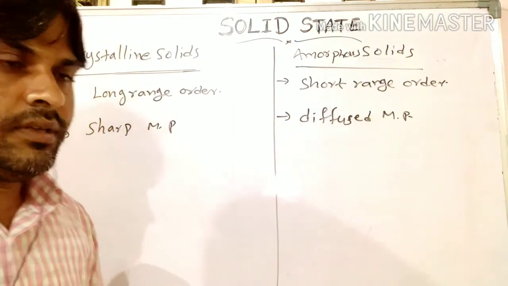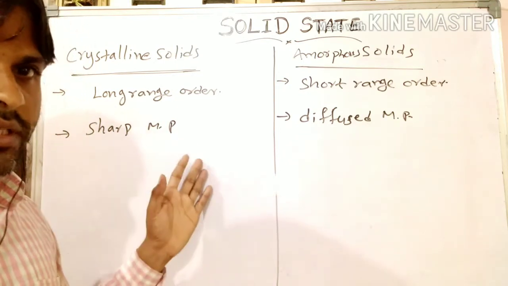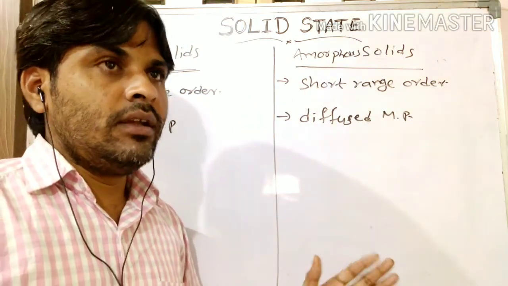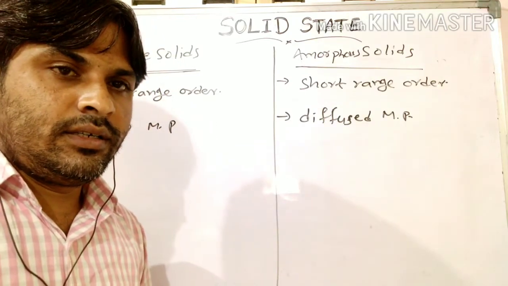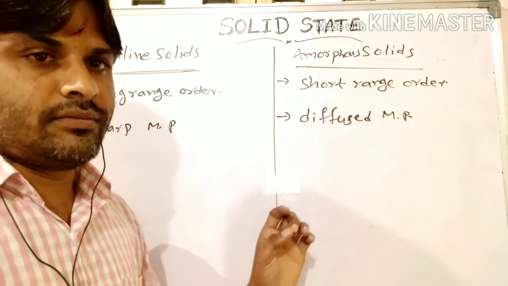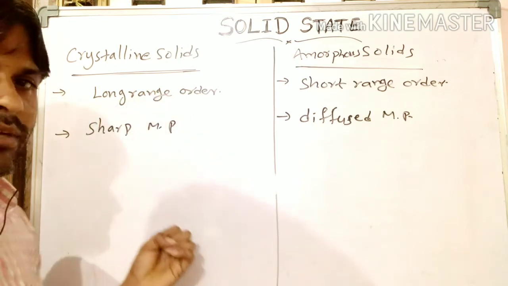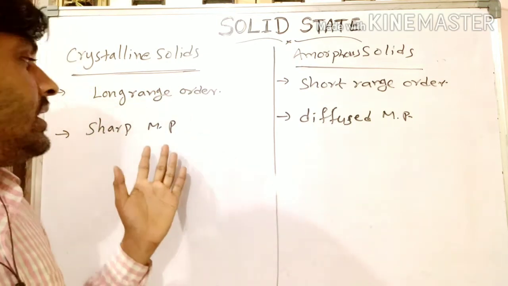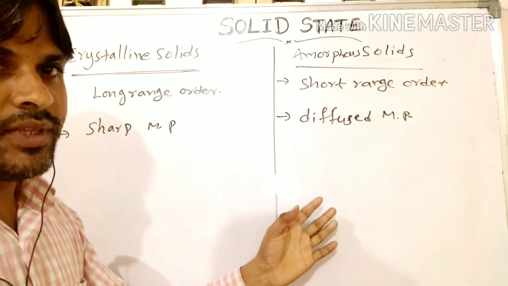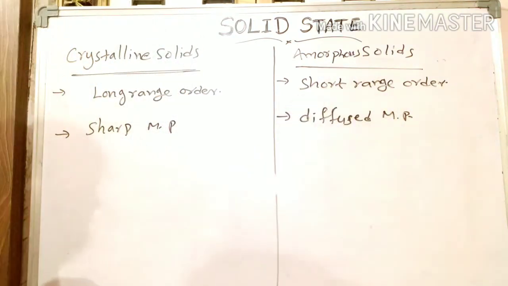Amorphous solids melt in between some temperatures, that is called diffused melting. For example, for one metal we take 200 degrees Celsius; at that temperature only, it will be melted. But for amorphous solids, the melting point is given like 200 to 250 degrees Celsius, meaning in between those temperatures it will melt. Sharp melting point is because all bonds in crystalline solids are broken at a time. Here they will not be broken at a time, that's why it is called diffused melting point.